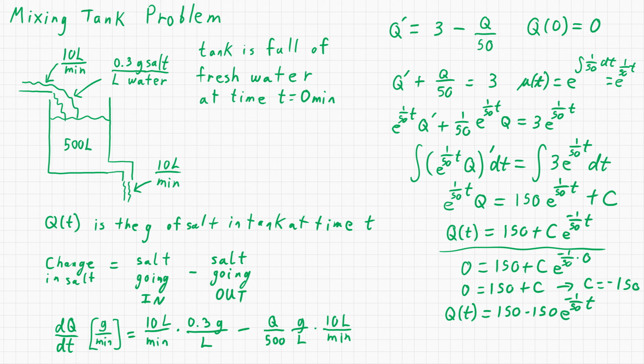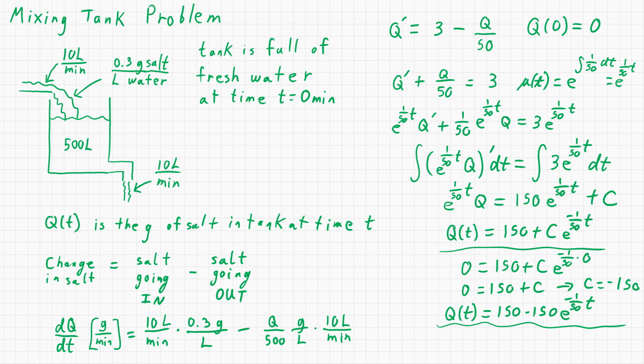All right, and it turns out this does make sense. So if t goes to infinity, this whole term disappears. This 150, it should be the amount of salt that's in the tank if you just run t to infinity here. And that does make sense. So if you have this amount of salt flowing into the tank all the time, then you'd think eventually the amount of salt in the tank is going to go towards the concentration of salt that's flowing in, right?